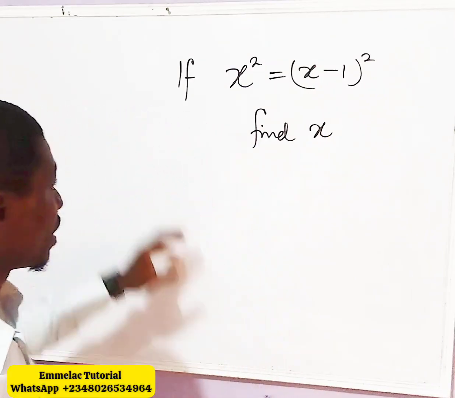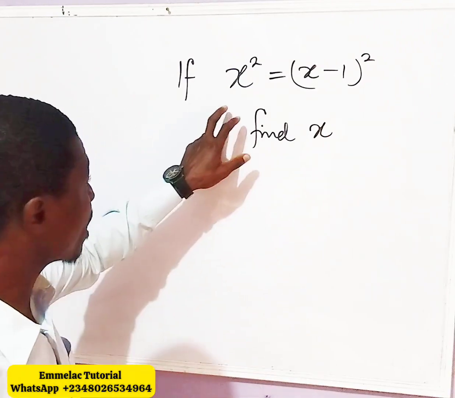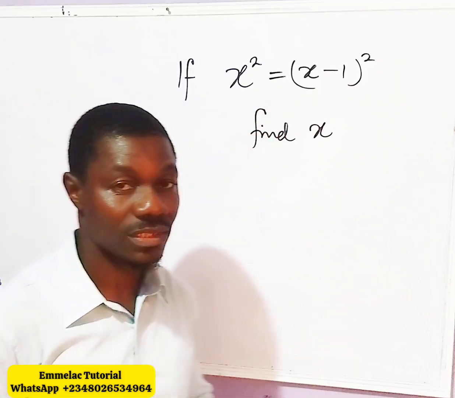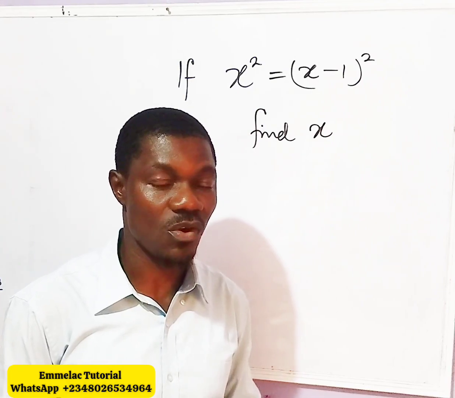Now let's look at this beautiful exponential equation, and it reads that if x raised to 2 equals (x minus 1) all in bracket raised to 2, we have to find the value of x.